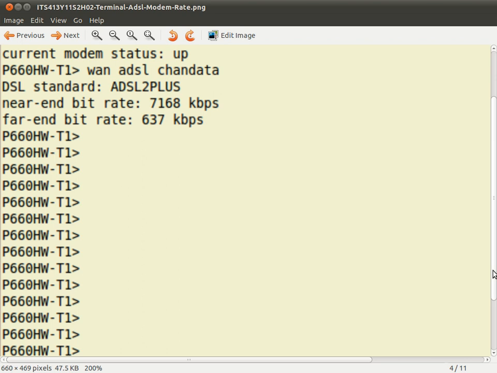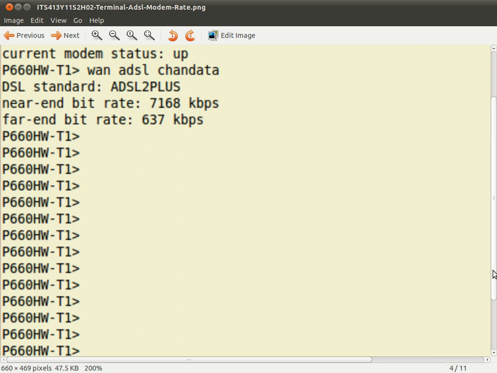I pay for that per month, but if the quality of my line, my telephone line, is low, or if I'm a long way from the exchange, even if I pay for 6 megabits per second, ADSL may adapt the rate to be lower. It won't go higher because I only pay for 6, but ADSL may change the data rate over time depending upon the quality of the signal on your telephone line. At this point in time, it's about 7 megabits per second down speed.